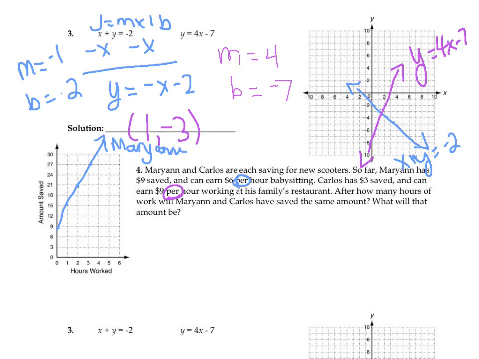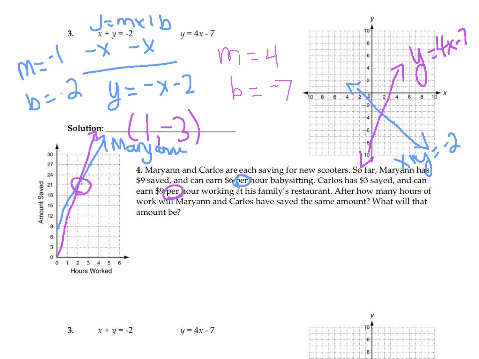And then we're going to make Carlos's line. He is starting at $3 and he's saving $9 per hour. So he's going to go up 3 boxes and over 1. Up 3 boxes and over 1. I see they cross right here at over 2, up 21. And again, you're going to use a straight edge for those, and your points will be a little bit more perfect than mine with the stylus here.